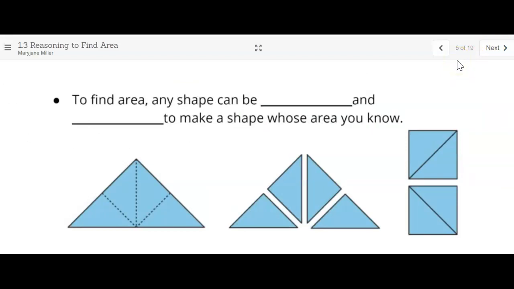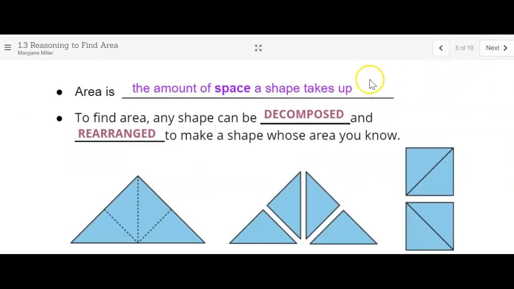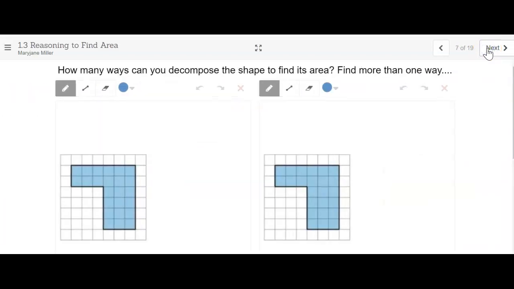To find the area of any shape, we can blank and blank to make a shape whose area you know. In our last lesson, we learned that we can decompose the shape and rearrange it to make a shape whose area we know. So in the next few slides, you're going to use that strategy to decompose the shapes and find its area. So we can use our drawing tool to make cut marks on our shape.